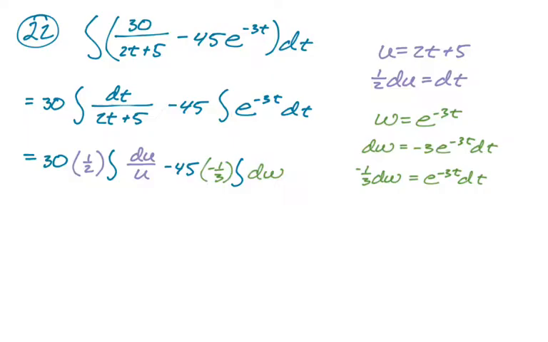All right, so for the first one, I'm going to get 15 natural log, because it's just 1 over u du, natural log of the absolute value of u, putting that in red because it's really important. And then for the second one, negative 45 times negative 1/3 is positive 15. And then the integral of dw is w, because the variable is w, and that's what dw is telling you. And then plus c. And at the next step, we'll just substitute in for u and for w.